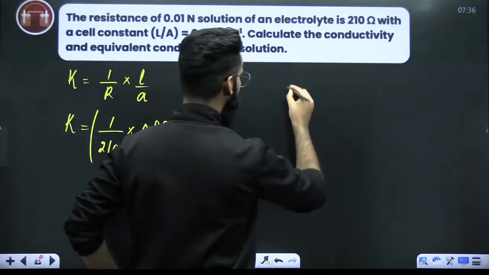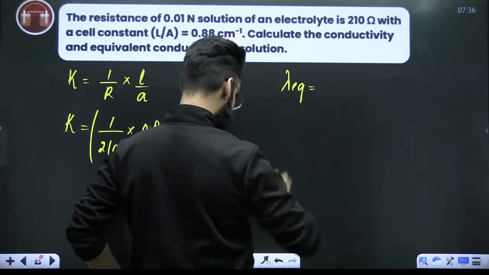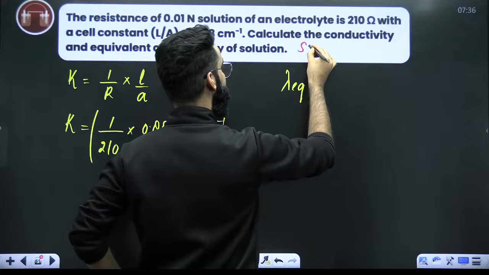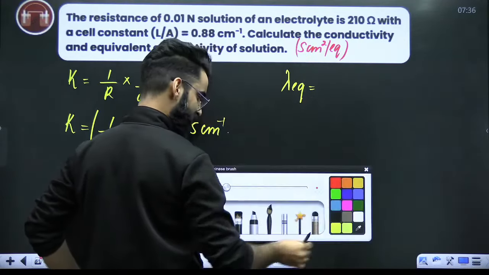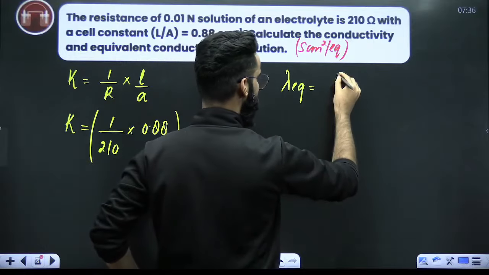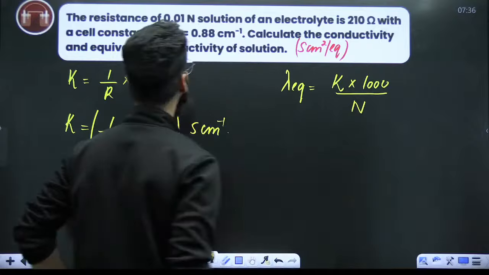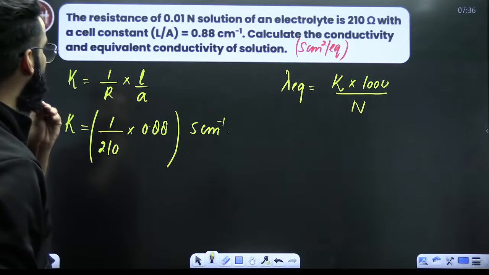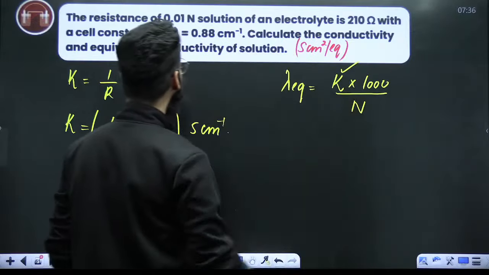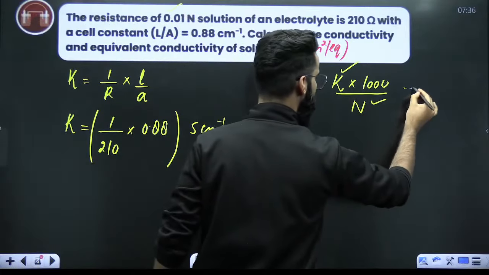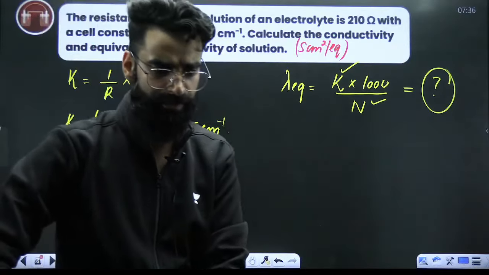Second is calculate equivalent conductivity. We have to calculate equivalent conductivity in Siemens centimeter square per equivalent. These are supposed to be the units in the question. So lambda equivalent is going to be kappa multiplied by 1000 divided by normality, right? Kappa you have already calculated. Normality of the solution is also given. Put it here and get the equivalent conductivity of the solution in Siemens centimeter square per equivalent.